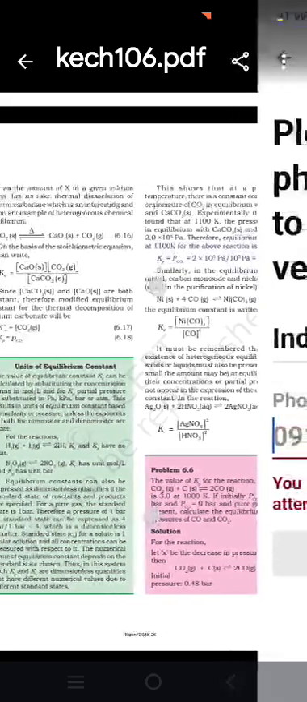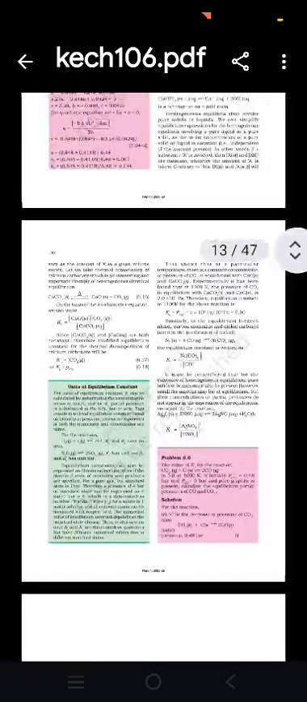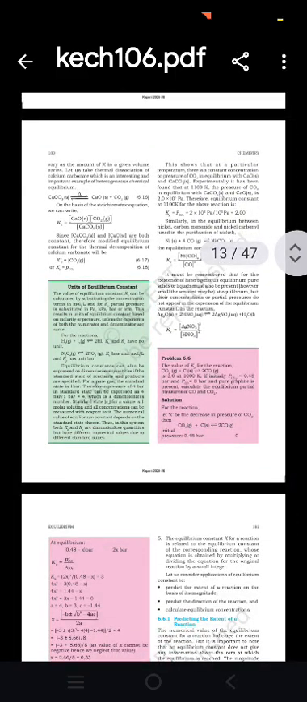This shows that at a particular temperature there is a constant concentration or pressure of CO2 in equilibrium with CaO and CaCO3. Experimentally, it has been found that at 1100 Kelvin, the pressure of CO2 in equilibrium with CaCO3 and CaO is 2.0 x 10^5 pascal. Therefore, this is the equilibrium constant at 1100 Kelvin for the above reaction.